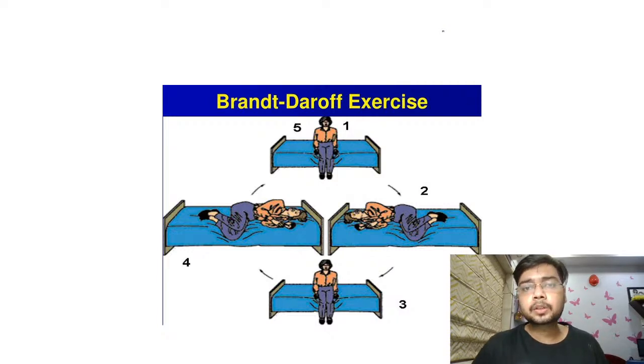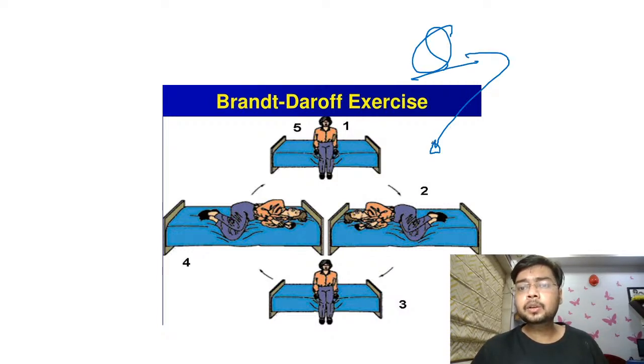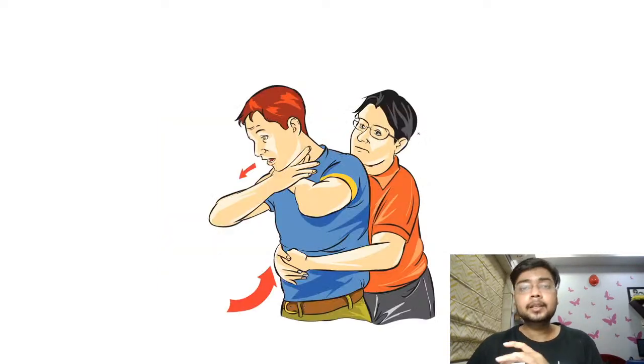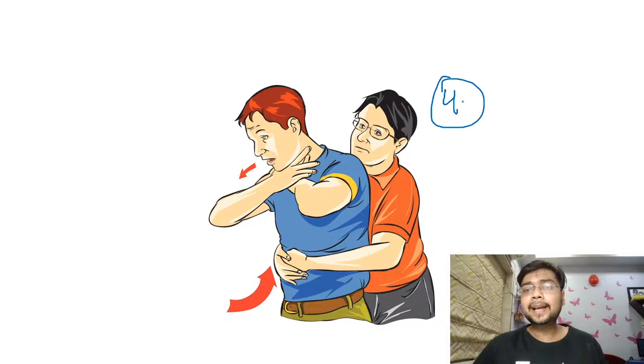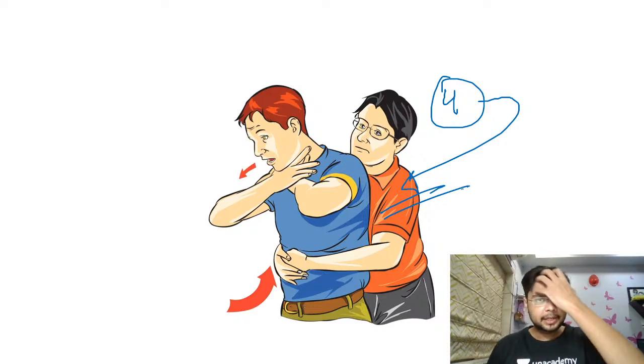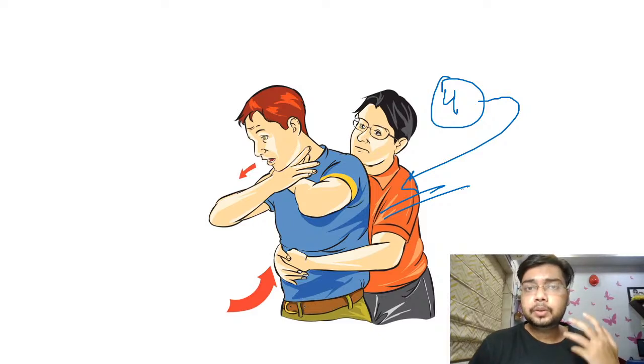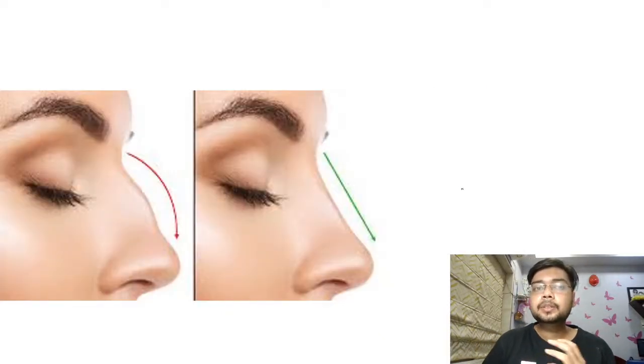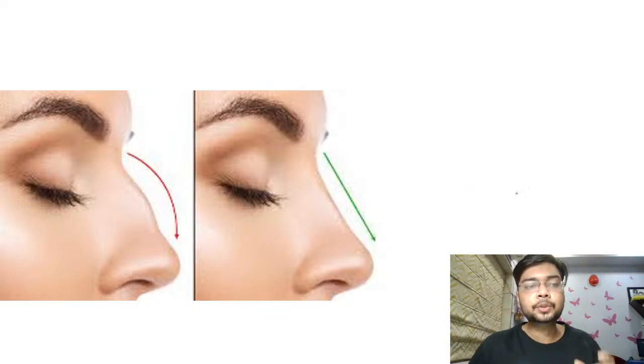So this is another pictorial diagram that you can expect in your coming NBE examination, that is the Brandt-Daroff exercise, right? And the fourth option was the Heimlich maneuver. So you all know that this maneuver is done to remove any foreign body that is stuck in the airway, right? So this session is going to be very important for predicting your future examination. So if you have any junior or colleague, do share it with him also so that it reaches the desired ones.